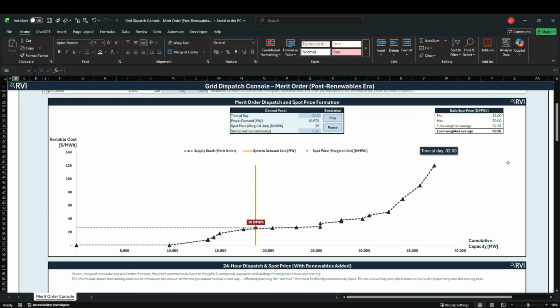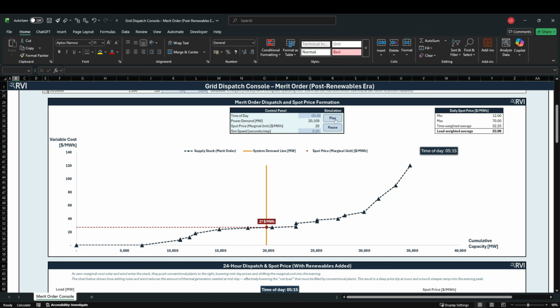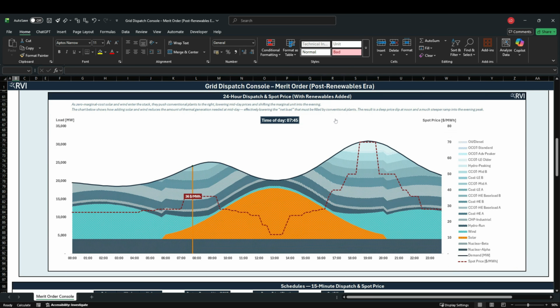So after we explore how solar bends net load, we will jump into a second model, the grid dispatch console, where solar and wind have been added directly into the merit order. There, you will see prices form in real time as renewables push conventional plants to the right, collapse midday pricing, and hand the price back to gas peakers once the sun goes down.